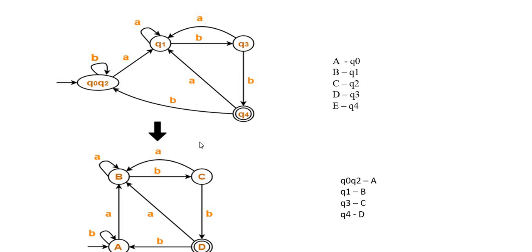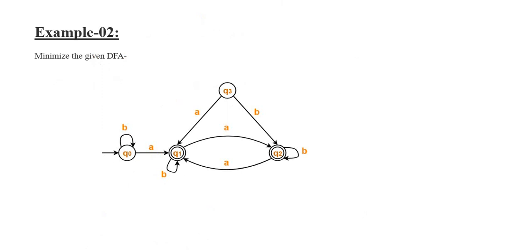Let's see another example. Minimization of DFA for this DFA. Here Q0, Q1, Q2 and Q3, these four states are given. In this DFA, Q1 and Q2, two states, are final states.